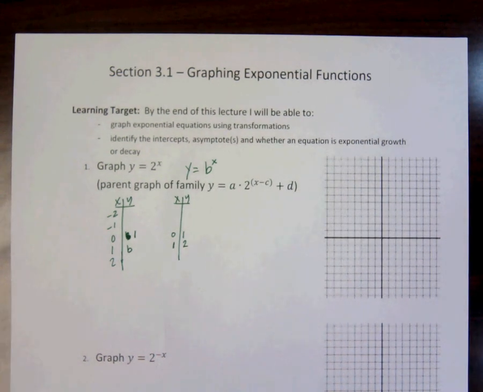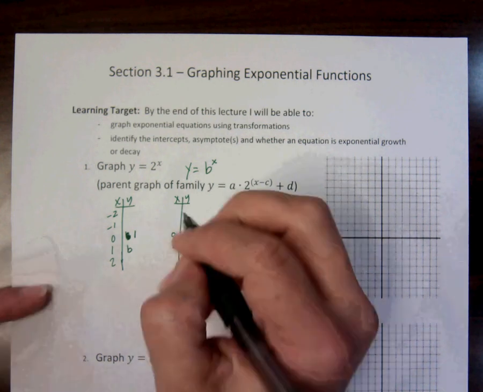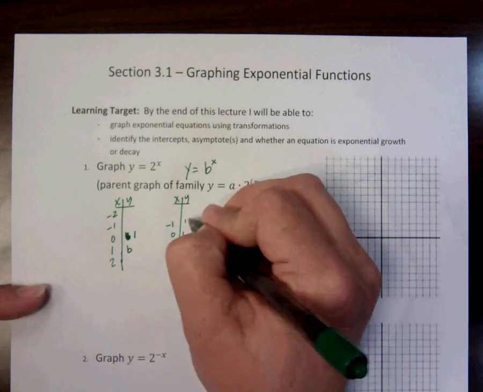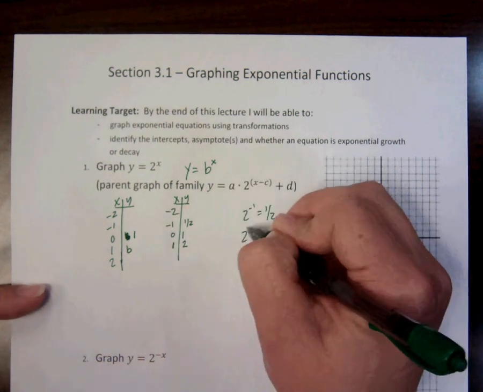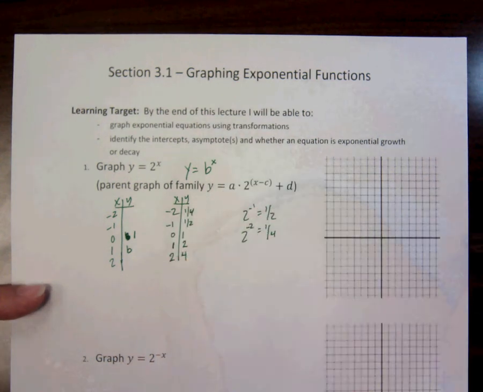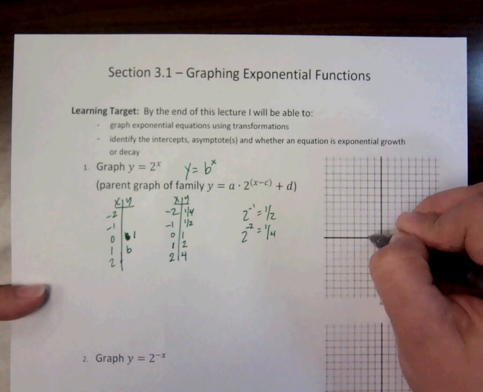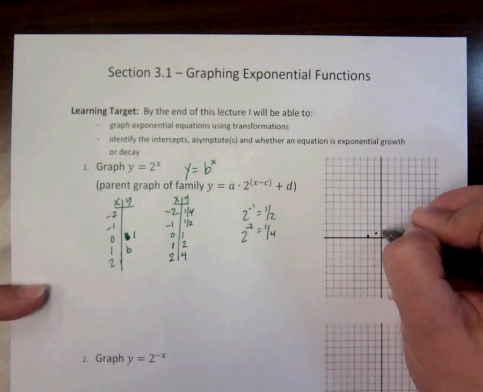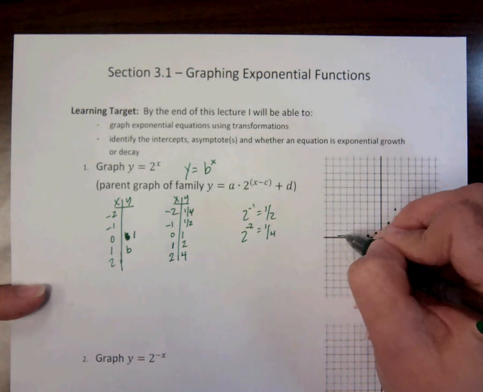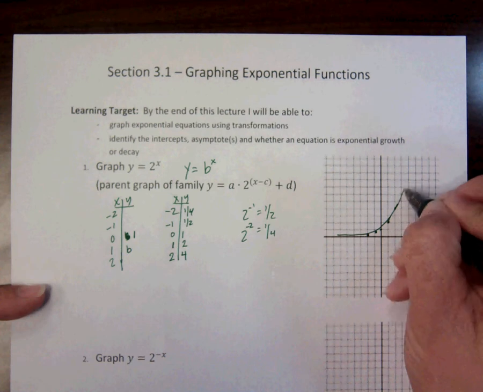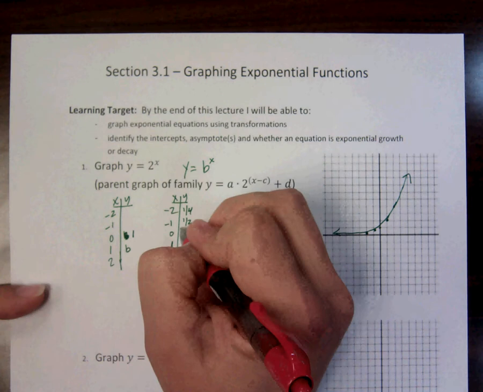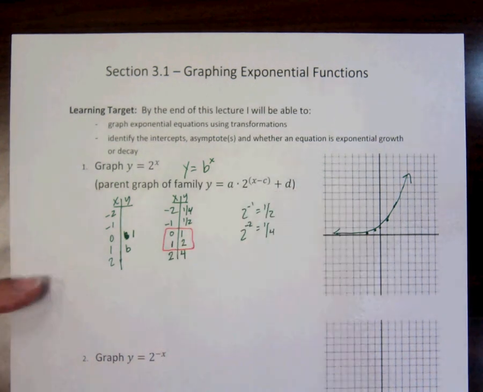I'm going to add a couple more points just for this first graph. We won't usually do these. If I plug in -1, 2 to the -1 is a half. If I plug in -2, 2 to the -2 is a fourth, and 2 squared is 4. So I can plot a couple points here: -2, 1/4; -1, 1/2; 0, 1; 1, 2; 2, 4. So you can start to see the shape of our graph. But again, when we use this parent function, these are the 2 points we're going to focus on all chapter.